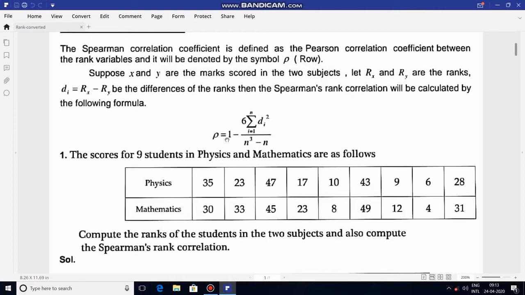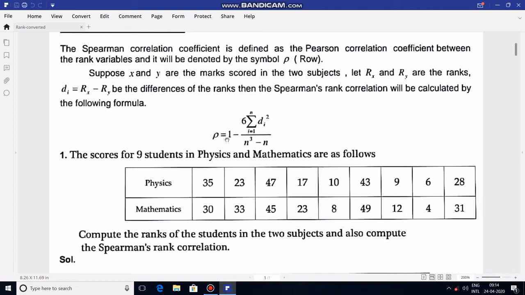When rho equals -1, it indicates a perfect negative association between ranks. That means the ranks are in opposite directions. When rho equals +1, it indicates a perfect positive association between ranks. That means the ranks are in the same direction. When rho equals 0, it indicates there is no association between the ranks. That means the ranks are uncorrelated.